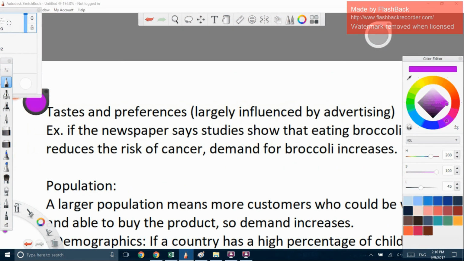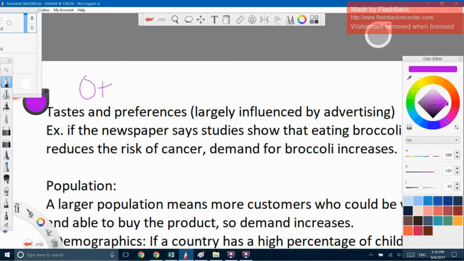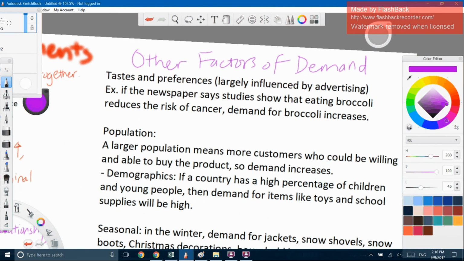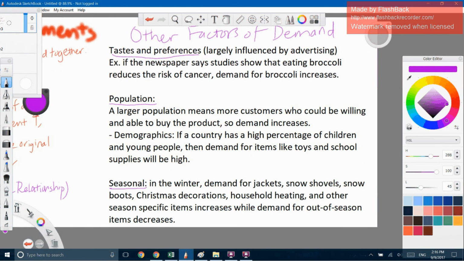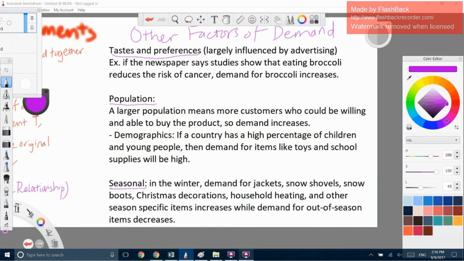Here are some other factors of demand. There's tastes and preferences, which is largely influenced by advertising. There can also be negative advertising too, especially for things like tobacco and alcohol. There's population. A larger population means more customers who could buy the product, so demand would increase. And demographics, like the proportion of senior citizens or proportion of children, could also increase the demand for certain items. And finally, there's seasonal factors. For example, in December, the demand for Christmas decorations increases.